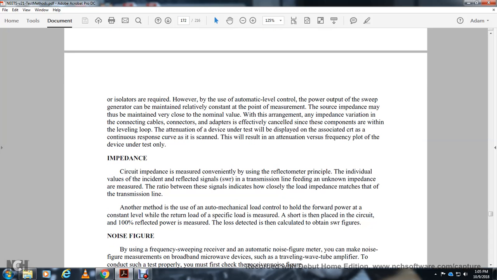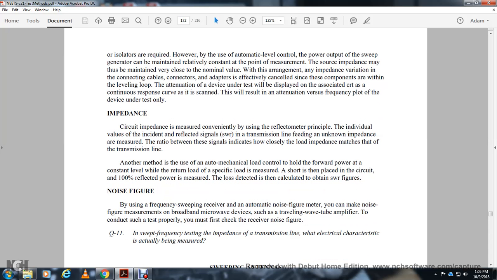Another method is the automatic load control, which holds the forward power at a constant level. The return loss is measured with a specific load, and with a short in place of the circuit there is 100% reflected power. The measure of the loss is technically contained in the standing wave ratio figures.